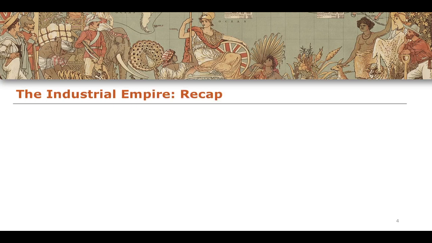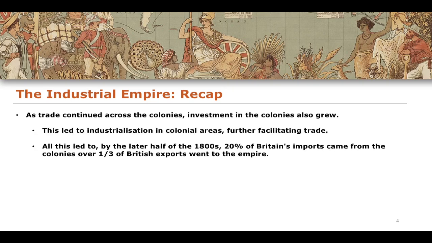So, as a basic recap from the previous lesson, this is what we noted at the end of the previous lesson. We noted that as trade continued across the colonies, investment in the colonies grew. This was foreign direct investment, of course. This foreign direct investment led to industrialization in colonial areas, which would then further facilitate trade, which would then further facilitate investment, and so on. The cycle continues. All this led to the fact that by the end of the 1800s, 20% of Britain's imports came from the colonies, and over 33% of Britain's exports went to the colonies, went to the empire.